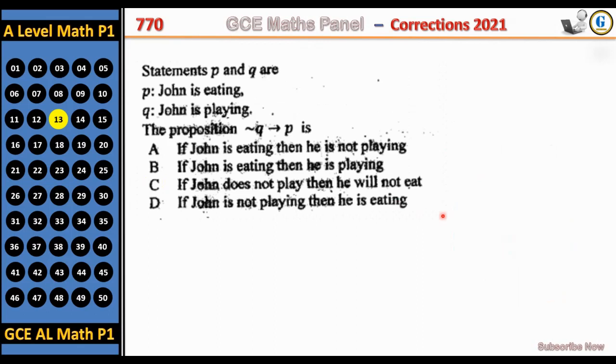Question number 13. We have the statements P and Q. P: John is eating. Q: John is playing. The proposition negation of Q implies P is. So the negation of Q is John is not playing. Or here we can use if or whenever, since we have to merge or combine these two statements to form a compound statement. So this is how we do it.